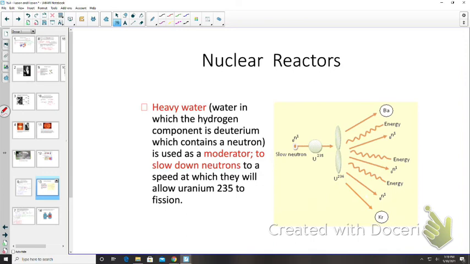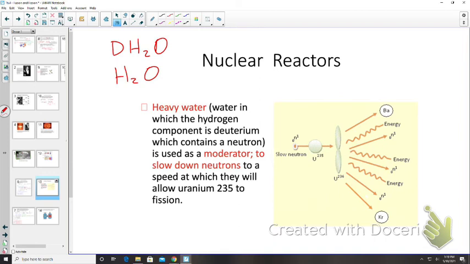This is where the hydrogen component is deuterium. So water is H2O. Sometimes you will see heavy water as deuterium H2O. This is where the hydrogen component in water is deuterium, which contains an extra neutron. And this is used as a moderator to slow down neutrons. This will allow them to interact with uranium-235, and this will result in a fission reaction.